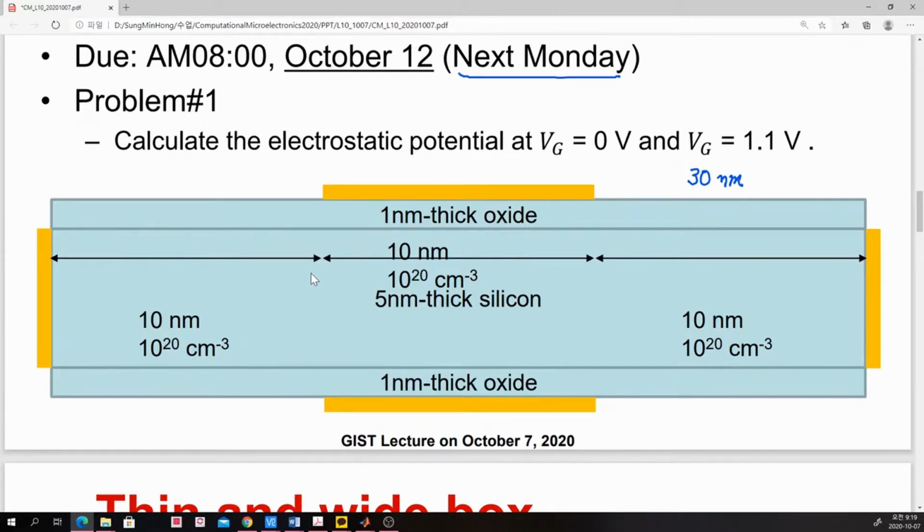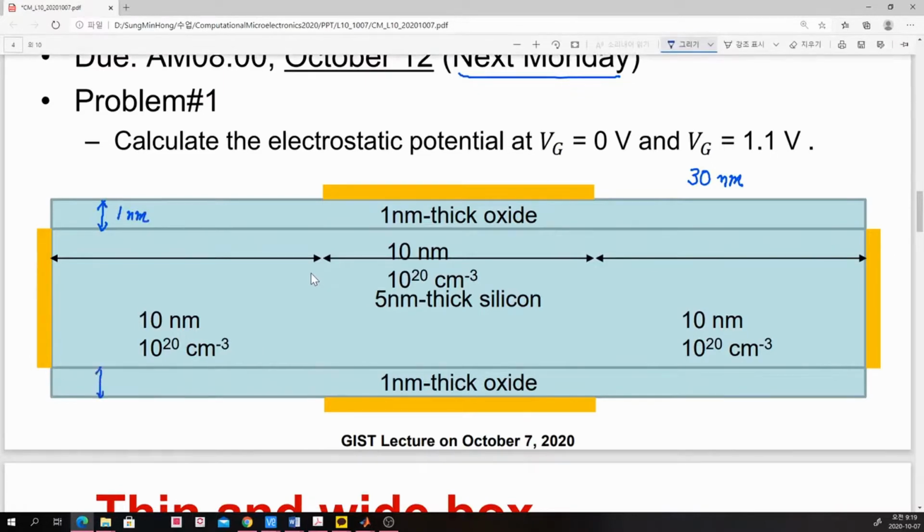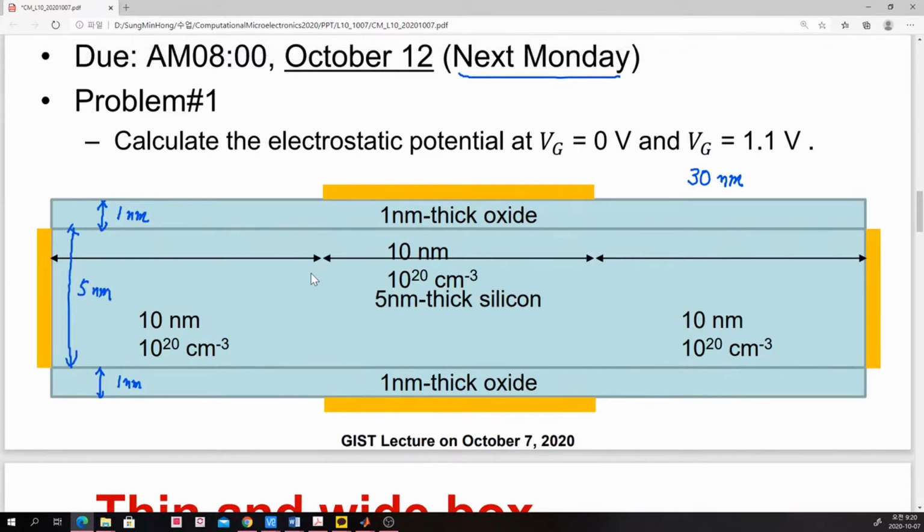In the vertical direction, you can find that the oxide thickness is 1 nanometer, and the bottom one also has 1 nanometer thick oxide, and here we have a 5 nanometer thick silicon layer. Okay, you have already solved this type of system quite often, so I think you are quite familiar with this particular structure, but now you have to expand it along the x direction, so you have a very large structure.